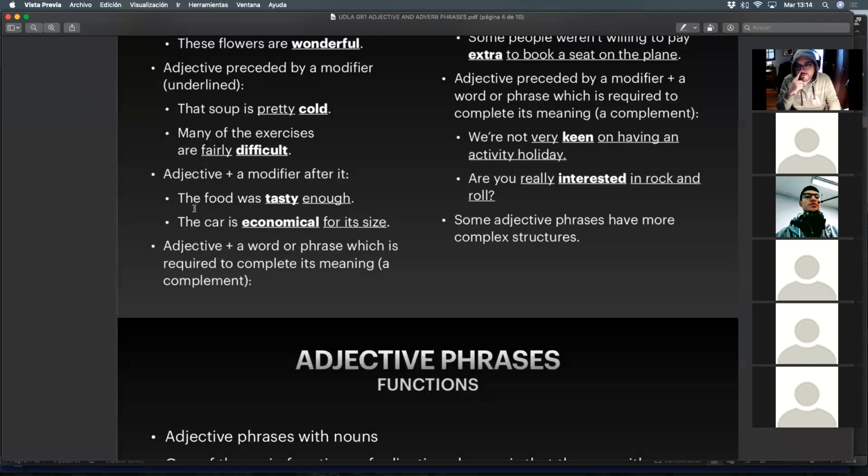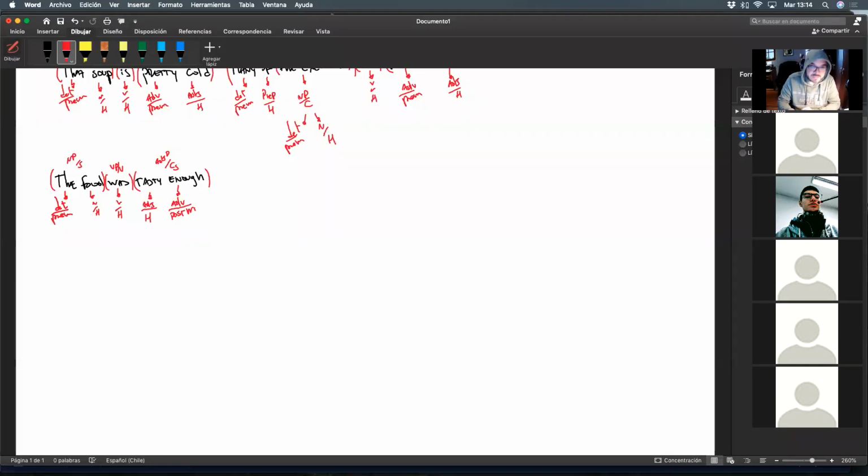Another way in which you can have something else after the head is with the following example. The car is economical for its size. The car is economical for its size. Okay.